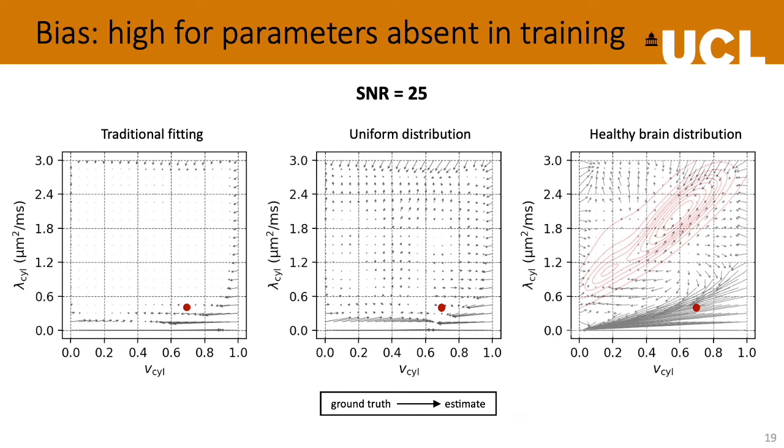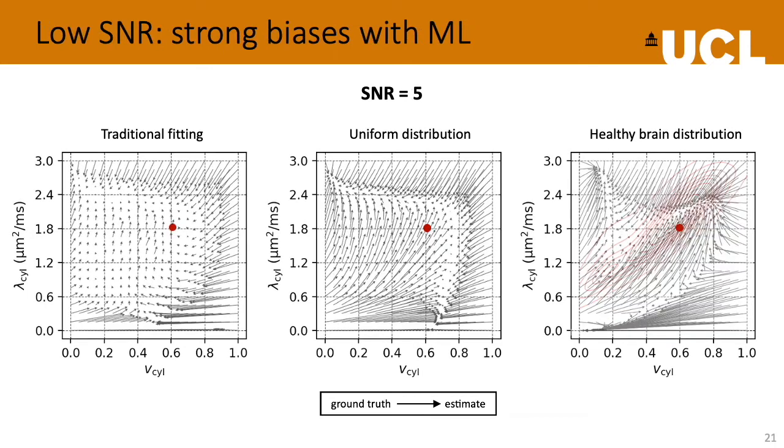For example, the estimates for the parameter combination shown by the red point are strongly biased for the healthy brain distribution, but not for the other two. Remarkably, when the test data has low SNR, even typical parameter combinations may be strongly biased, as we show with the red points in this example.